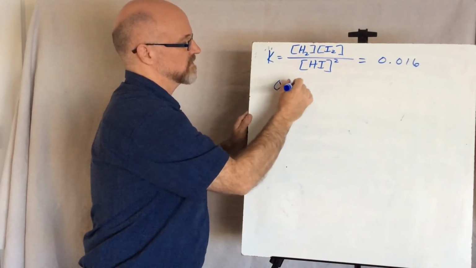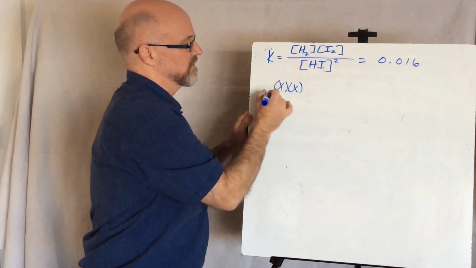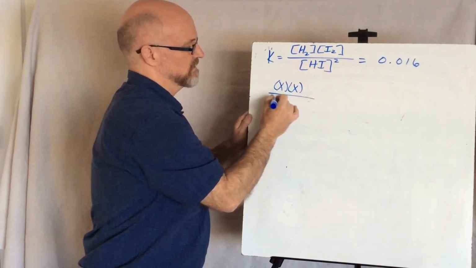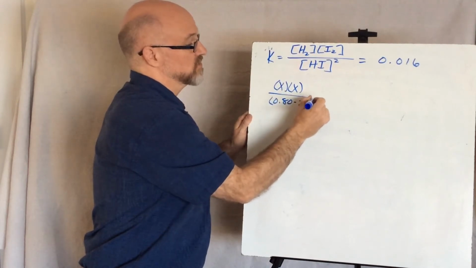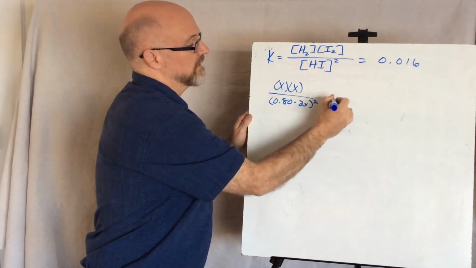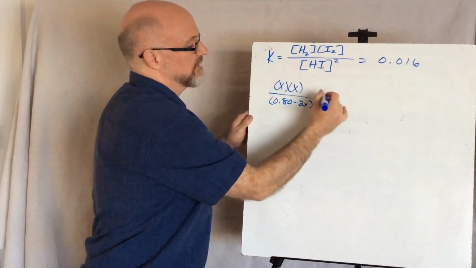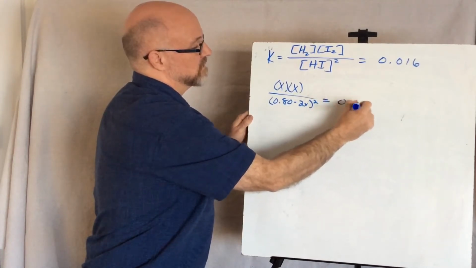x times x, which of course is going to be x squared, over (0.80 minus 2x) squared, equals 0.016.